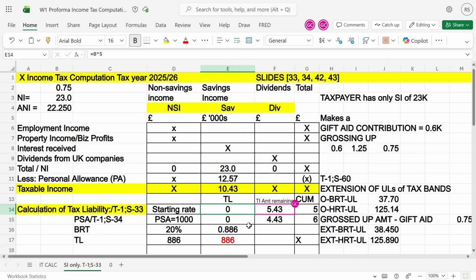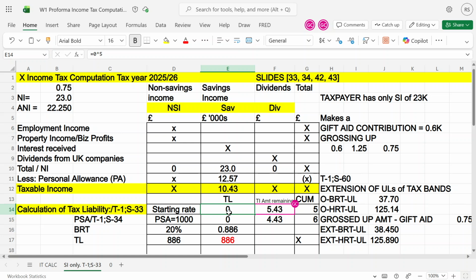The point of this last line is why I referred to Topic 1, slide 34. I'm trying to explain this rule by giving this example: if you have a situation where there is 5,000 of savings income falling within the first 5,000 of taxable income, in that case you don't use up your PSA in that 5,000. The PSA will be over and above the 5,000. You understand over and above? Yeah, I understand.